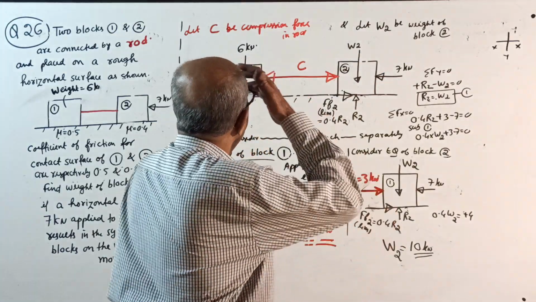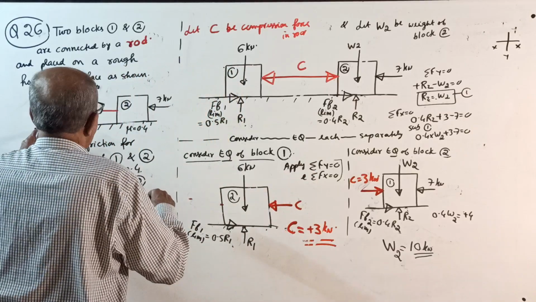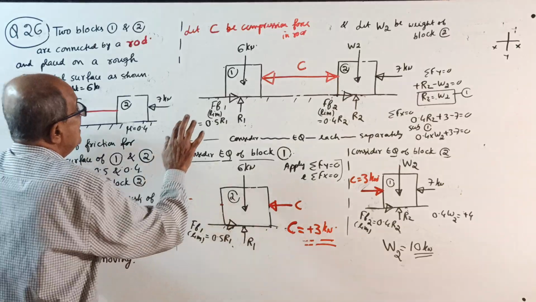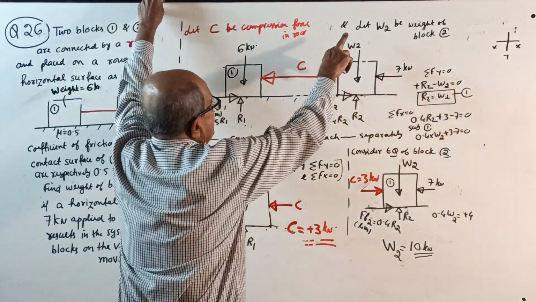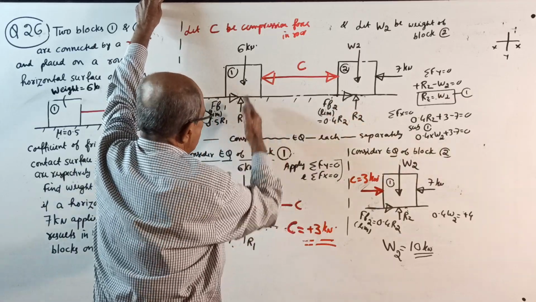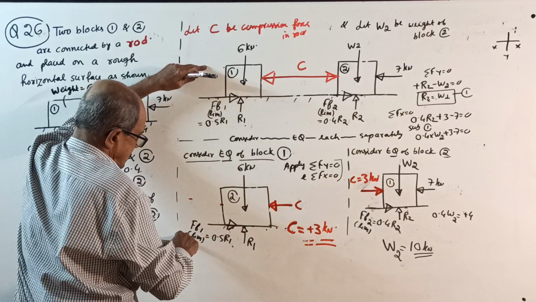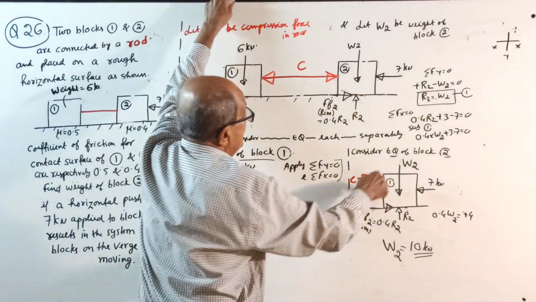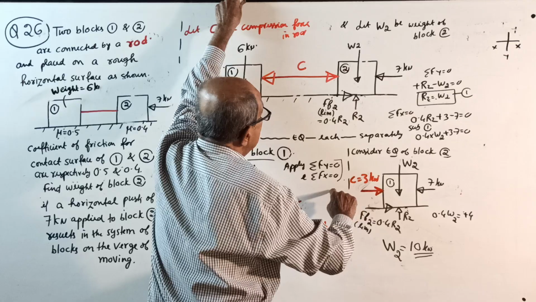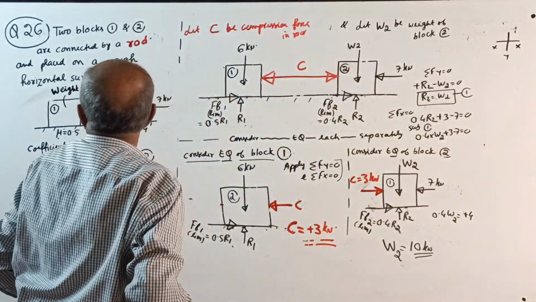Now let me check it first. Any correction required later, I should not regret. 7 compression, okay. Then 6, W2, push this way, friction this way, normal reaction, block 1, 6 down, R1, F1, C, W2, R2, 3, this 3 and 7. Okay, question number 26 is over.